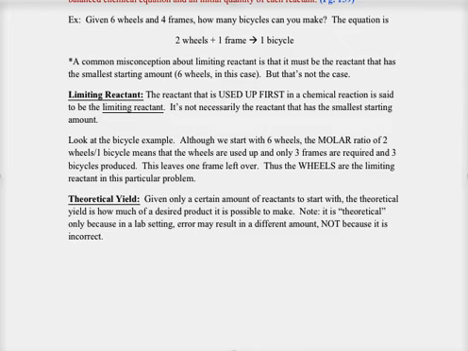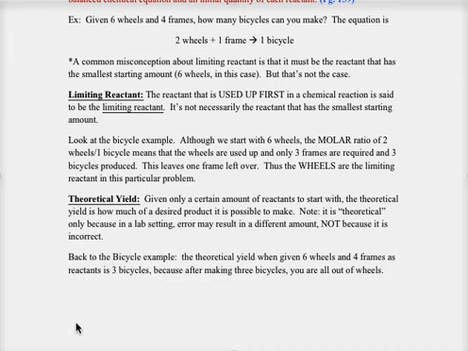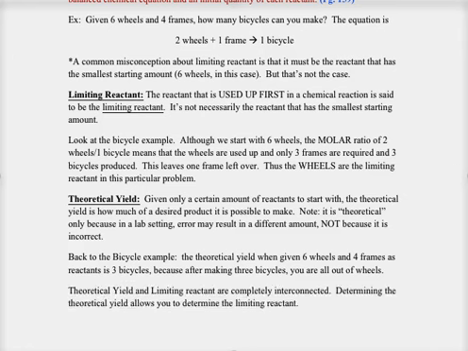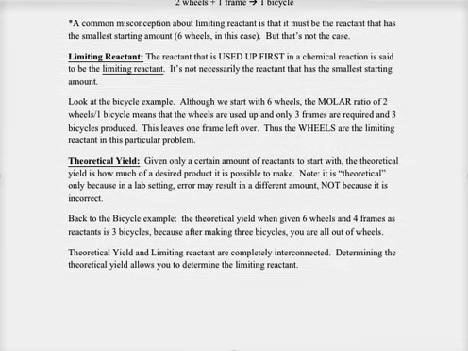And if you think about our activity today with the marshmallow sheep, some sheep legs were broken, or I'm sorry, with the marshmallow giraffes, some of the pretzels were broken, and it kind of messed up our yield. So if we look at the bicycle example, the theoretical yield when you have 6 wheels and 4 frames as reactants is 3 bicycles, because after making those 3 bicycles, you're basically all out of wheels. So it's really important to understand that theoretical yield and limiting reactant are totally interconnected. When you determine the theoretical yield, it allows you to determine what the limiting reactant was, and vice versa.